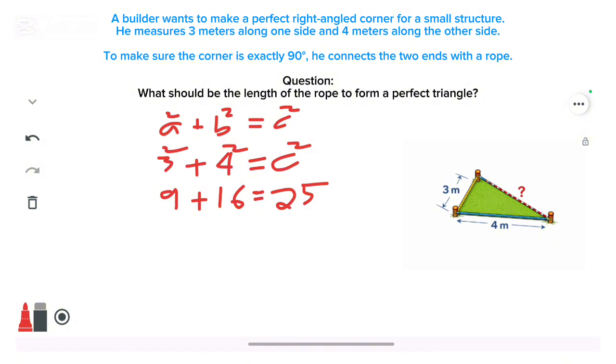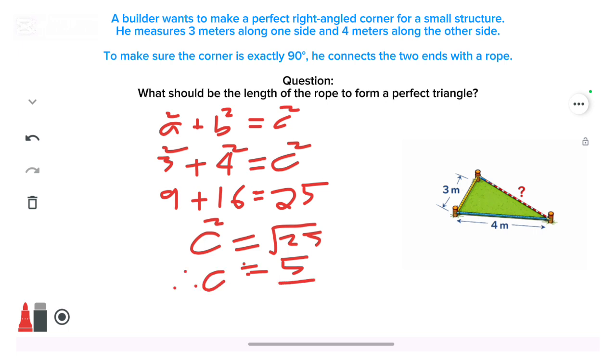So the next step here is we are going to find the square root. We have c squared is equal to 25, so c is equal to the square root of 25. The square root of 25 is 5. There we go. So c is equal to 5.